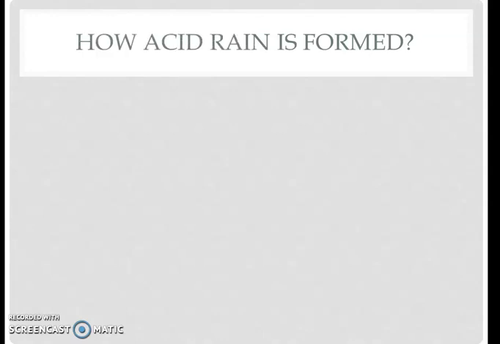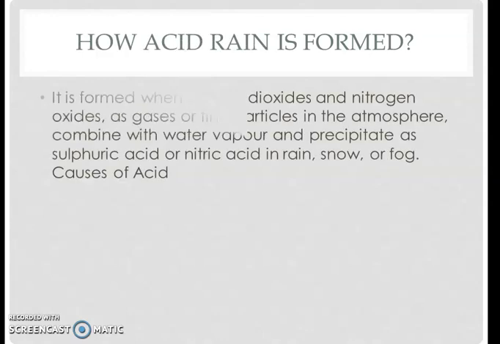So, how is acid rain formed? It is formed when sulfur dioxide and nitrogen oxides, as gases or fine particles in the atmosphere, combine with water vapor and precipitate. Precipitate means fall as rain, as sulfuric acid or nitric acid in rain, snow or fog. They cause acid rain.